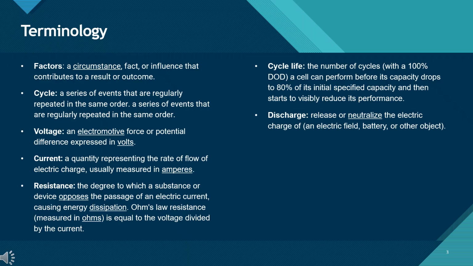Resistance measures how much a material or device opposes the flow of current. According to Ohm's law, resistance equals voltage divided by current. We also need to understand terms like cycle life, which refers to the number of cycles a cell can sustain before its capacity drops below 80% of its original value, and discharge, which is the process of releasing stored energy. These are the key terminologies you will learn throughout the chapter.